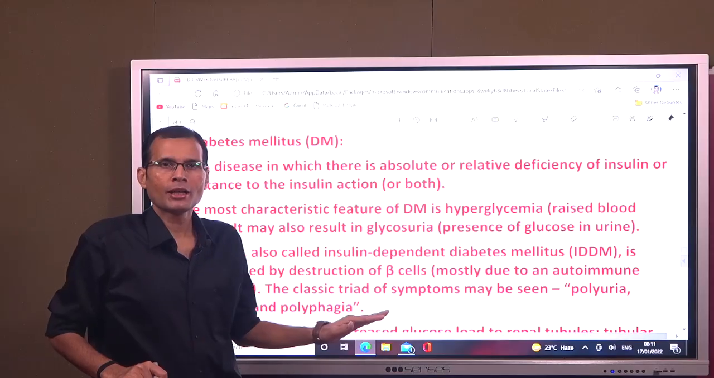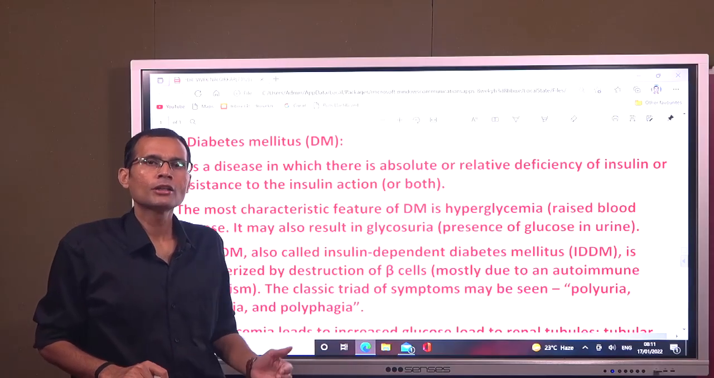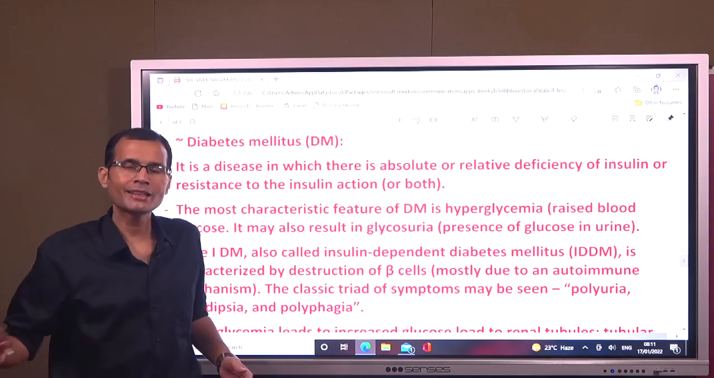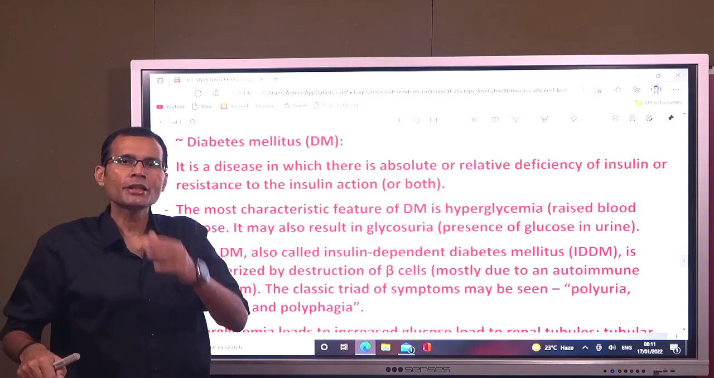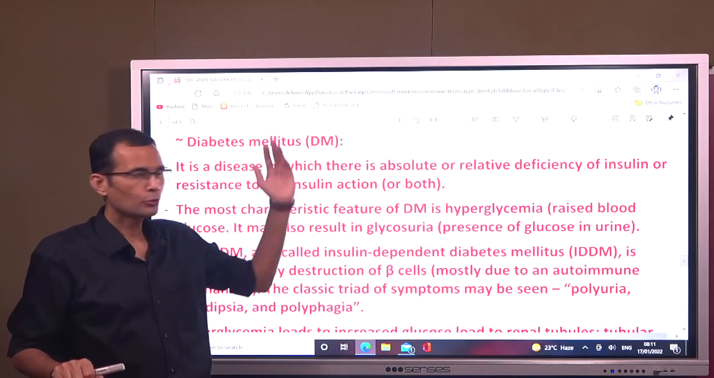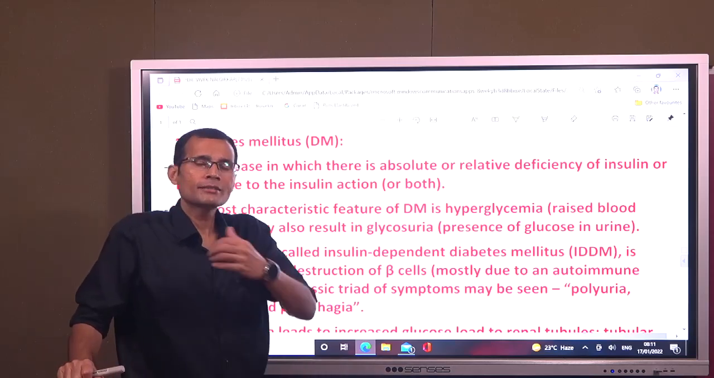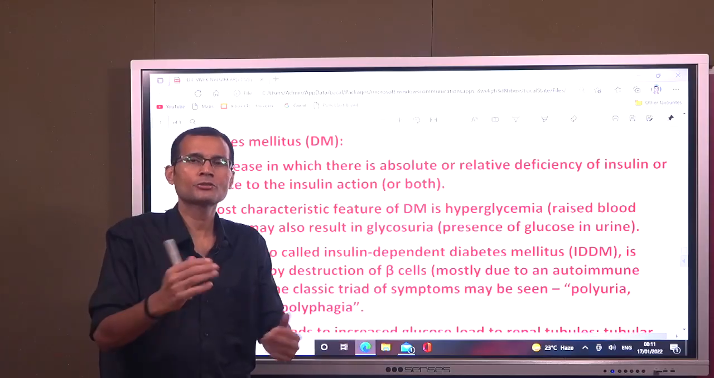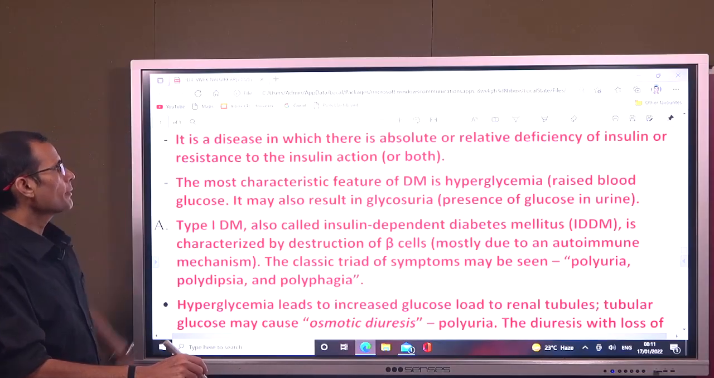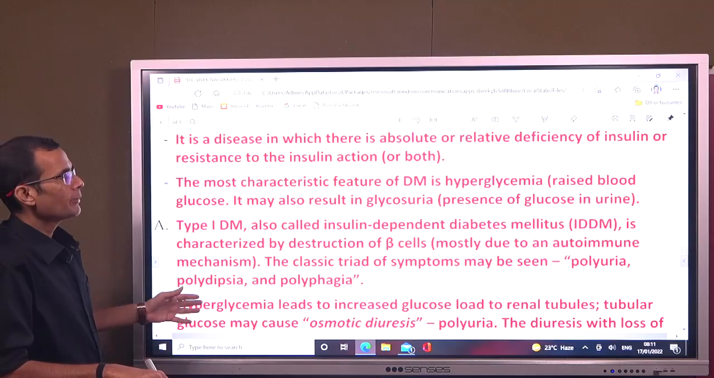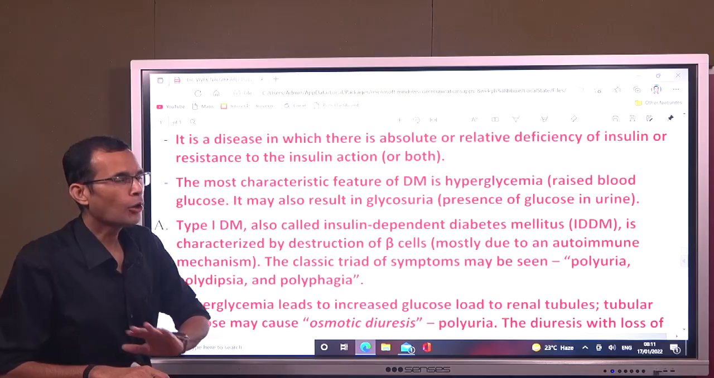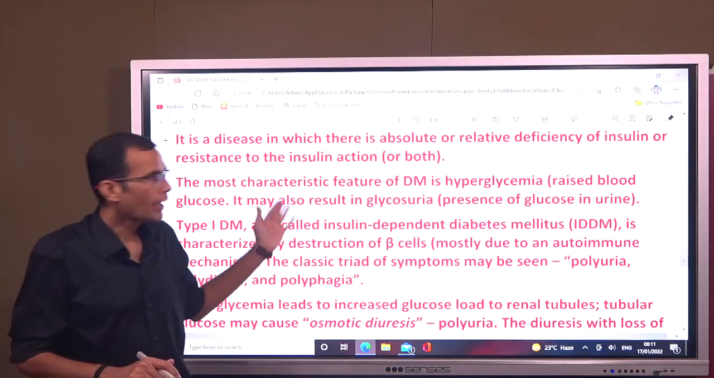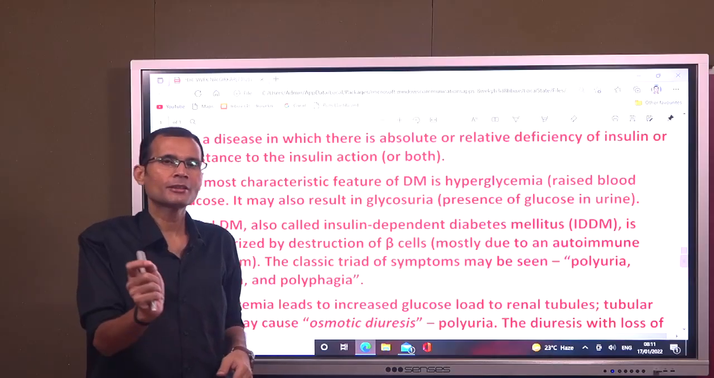Either it could be the absolute lack or relative lack, which means insulin is there. It's not completely absent, but it's not enough to promote all those actions. Or there is insulin resistance. That's also possible. Insulin is there, but there is resistance to its action. Or it can be both. The most characteristic feature of DM, diabetes mellitus, is hyperglycemia. All the problems of diabetes mellitus are because of the hyperglycemia.